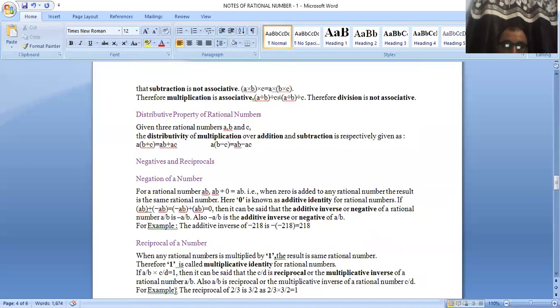I have given you an example. The reciprocal of 2 upon 3 is 3 by 2. 2 by 3 into 3 by 2 is 1. We can check the result by the product of the given rational number and its reciprocal, the multiplicative inverse. We get 1, so the answer is correct. We can check the result by multiplying the given rational number and its reciprocal. We should get 1.